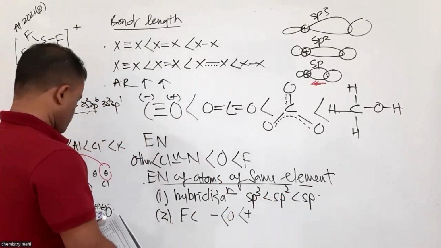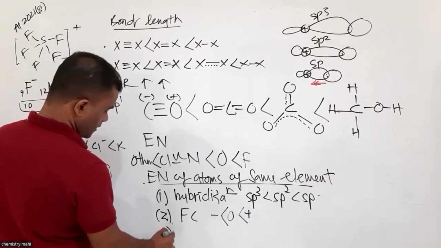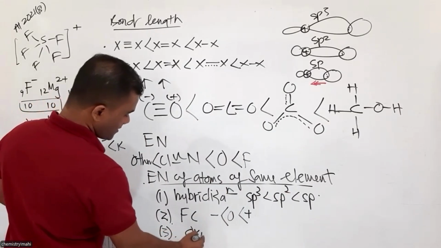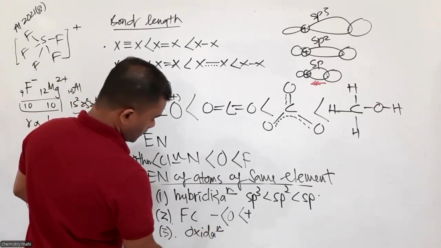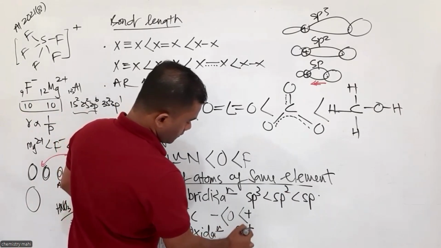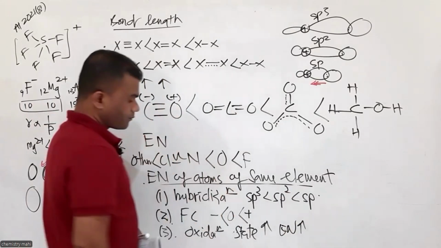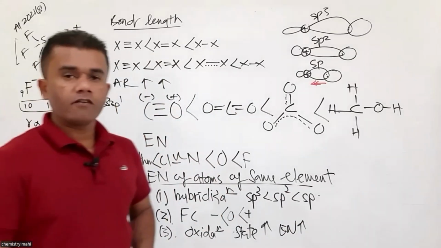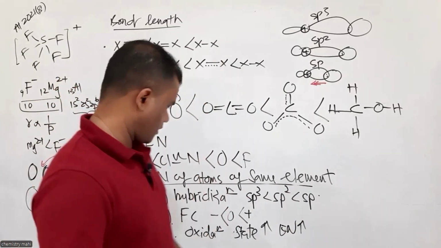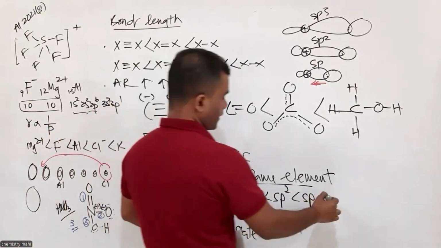Actually, the next factor is one we didn't discuss. It's the oxidation state. I just say this one: oxidation state increases, electronegativity increases, but we don't know that yet. We have not done what the oxidation state is. And I'll give the other factor also. There are 4 factors actually.